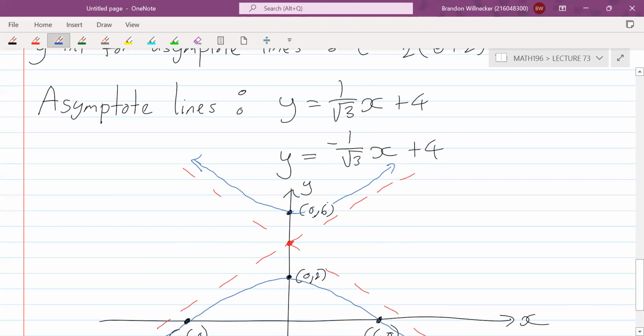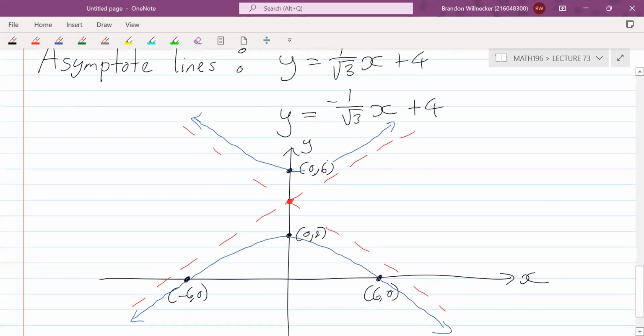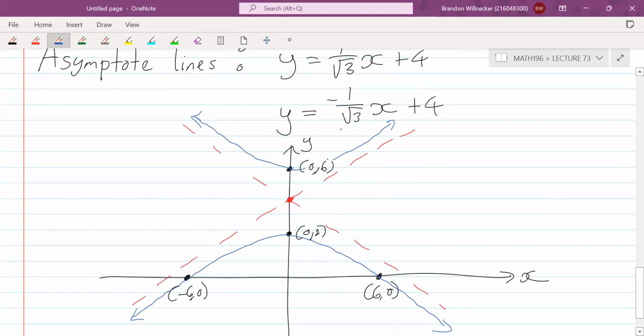And if you want, you can draw the directrix line as well, but that's not needed. As long as you draw the top branch, the bottom branch, and the asymptotes, that's enough there. So let's just make a little note.